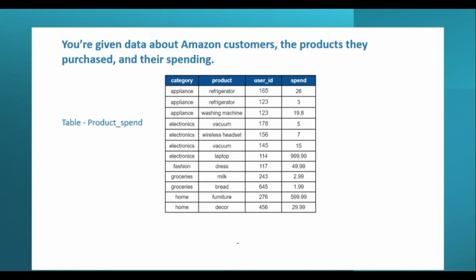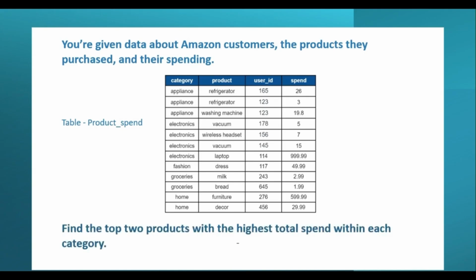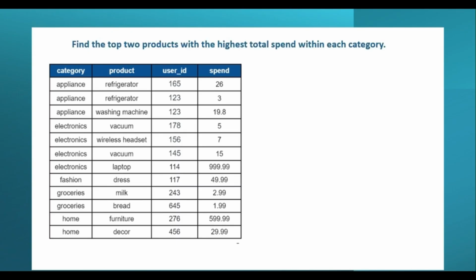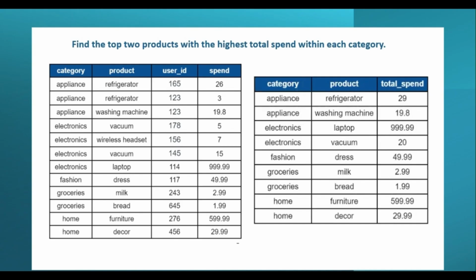Now you have been asked to find the top 2 products with the highest total spend within each category. So let's understand the input table and the output table here. Here, this is your input table, and since you have been asked to find the top 2 products with the highest total spend within each category, your output would look like this. It will contain 3 columns: category, product, and the total spend.